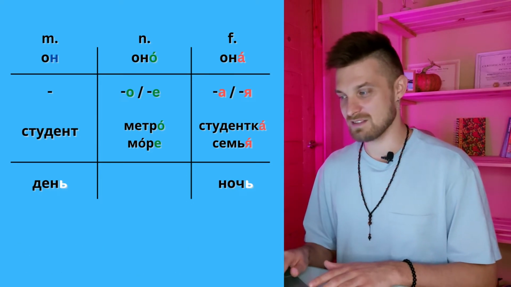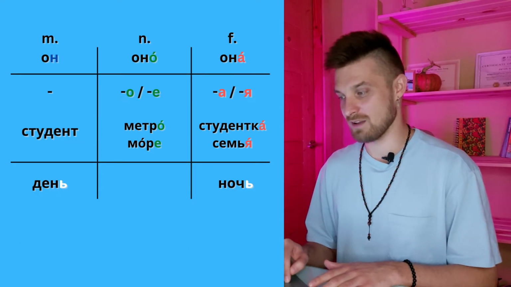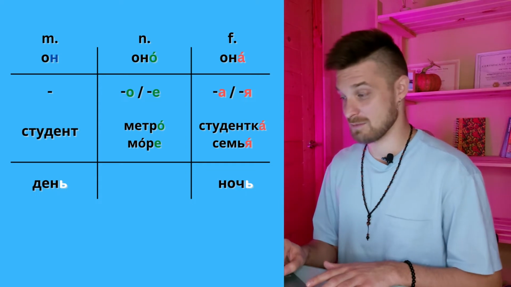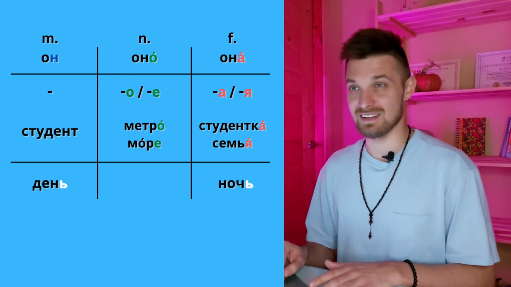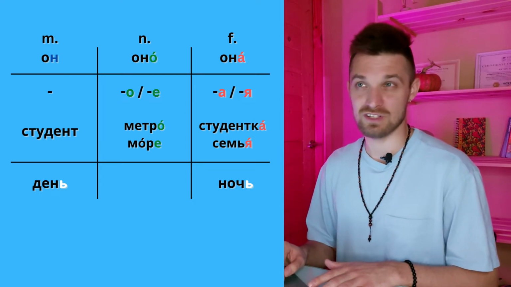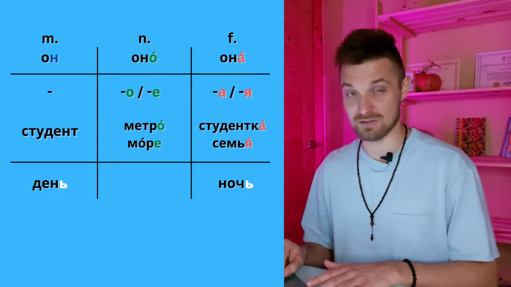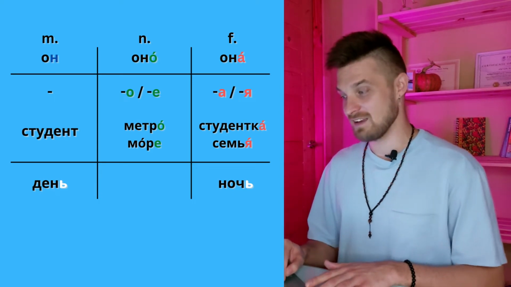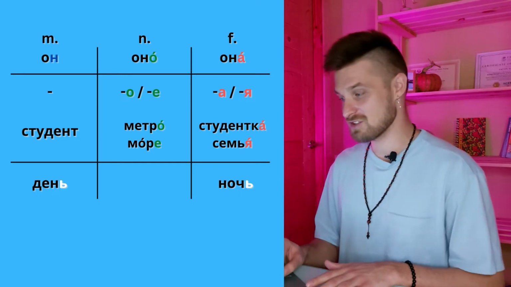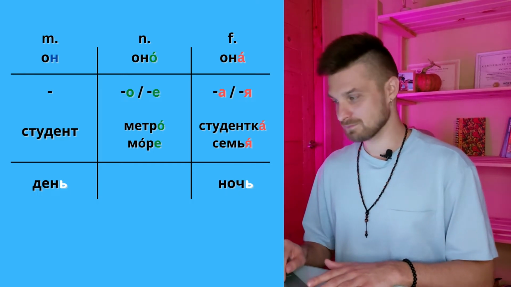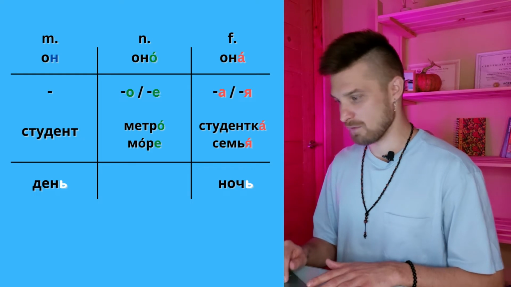Actually, sometimes it works the way it works in Spanish. For example, in Spanish also día ends with a, which is supposed to be a feminine word, but it's masculine. So день is also masculine in Russian, and ночь, like noche in Spanish, is feminine. Okay, so let's move on.